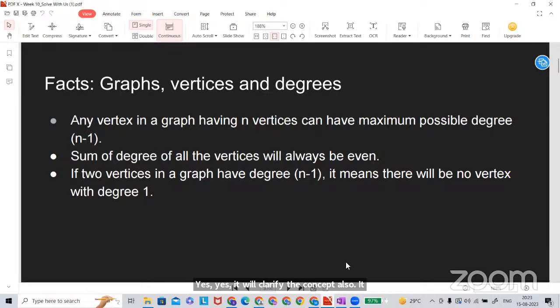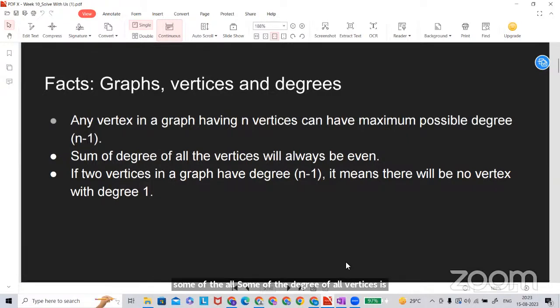It contains the facts. Here we have 3 facts with respect to graphs, vertices, and edges. The first fact: any vertex in a graph having n vertices can have a maximum possible degree of n minus 1. The second fact is that the sum of the degrees of all vertices will always be even.